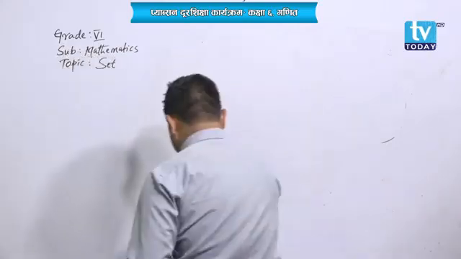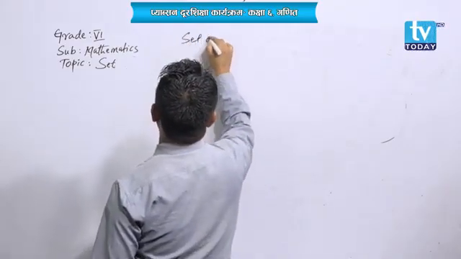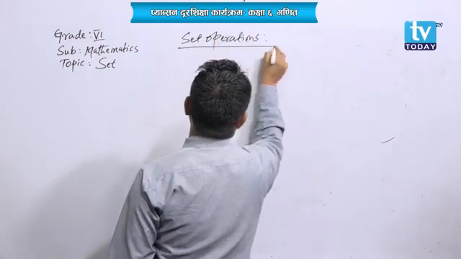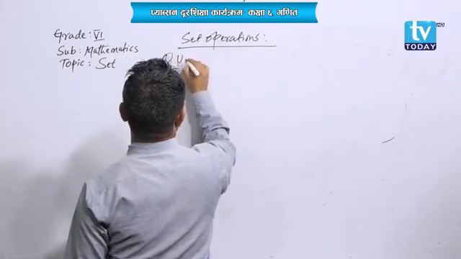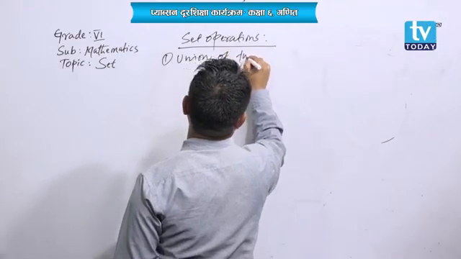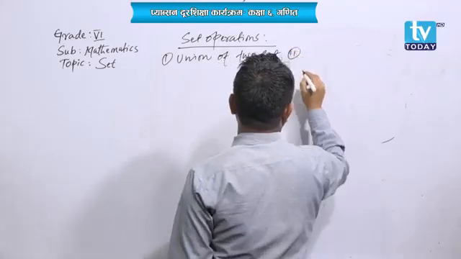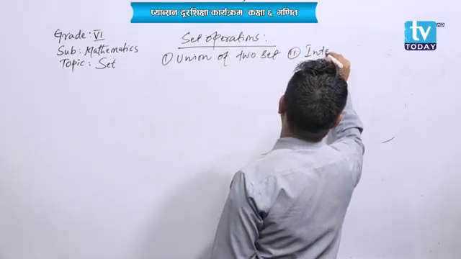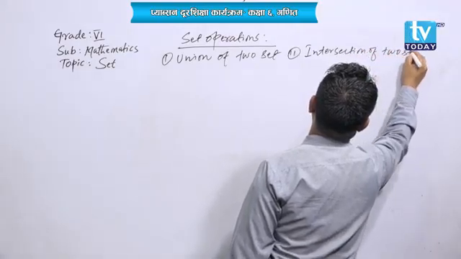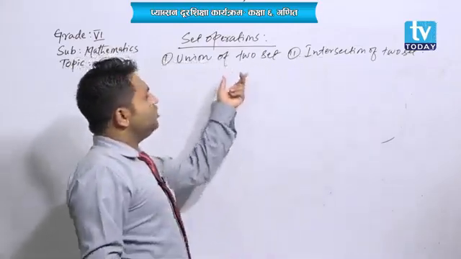Alright. Now another topic we are going to discuss here: set operations. First, union of two sets, and number 2, intersection of two sets. All right. Now let me discuss both in detail.